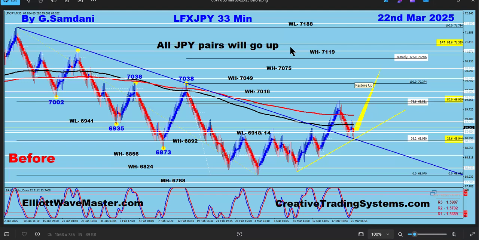I made the chart and posted it in different places, and gave it to my subscribers and put it on Telegram and all that. This is the idea that all yen pairs, so I'm looking for long setups. So let me show you the setup I made for GJ, pound yen.